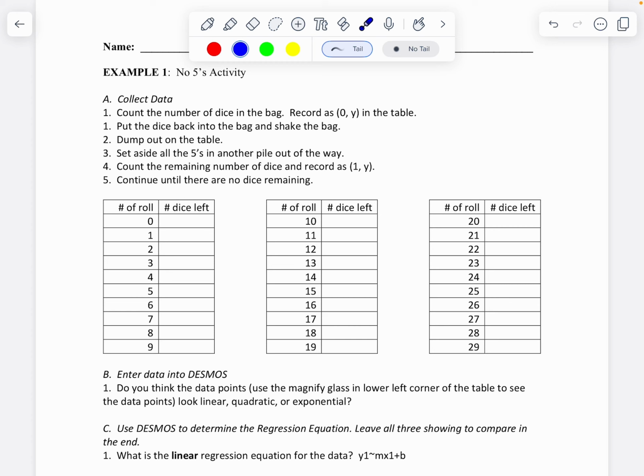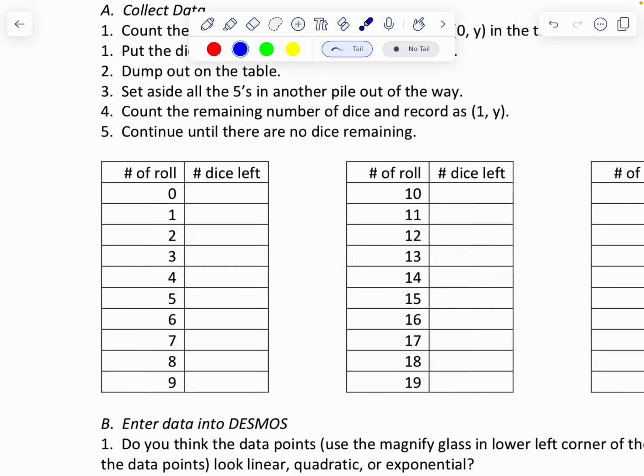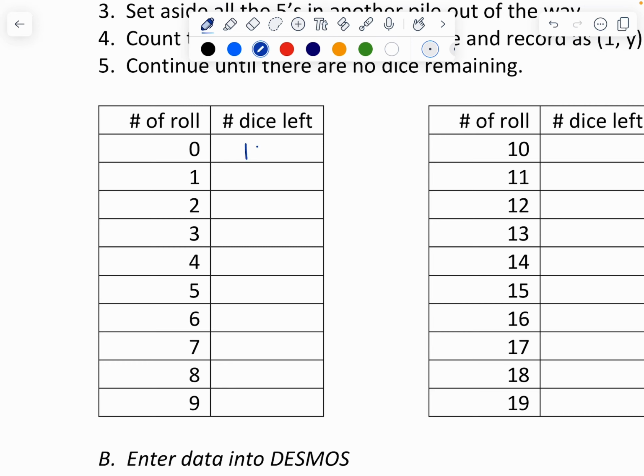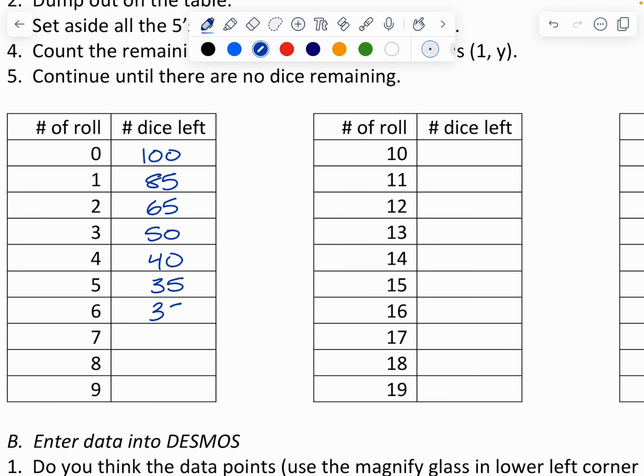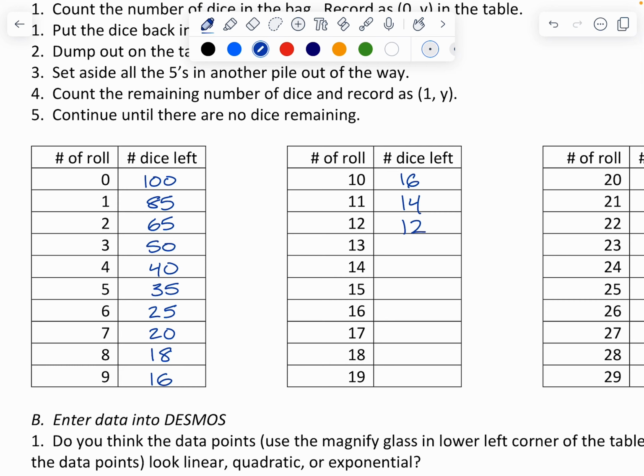After that, you're going to take your table and put it into Desmos. Be careful. Let's just say, and I'll continue this, 100, 85, 65, we'll say 50, 40, 35, and I go on and on and on. 25, well, that's 3, 25, 20, 18, 16, let's say 16, we don't get any, 14, 12, and then let's just say magically those are all 5s and I have 0. The table I'm putting into Desmos, 0 through 13, and then all of these outputs.